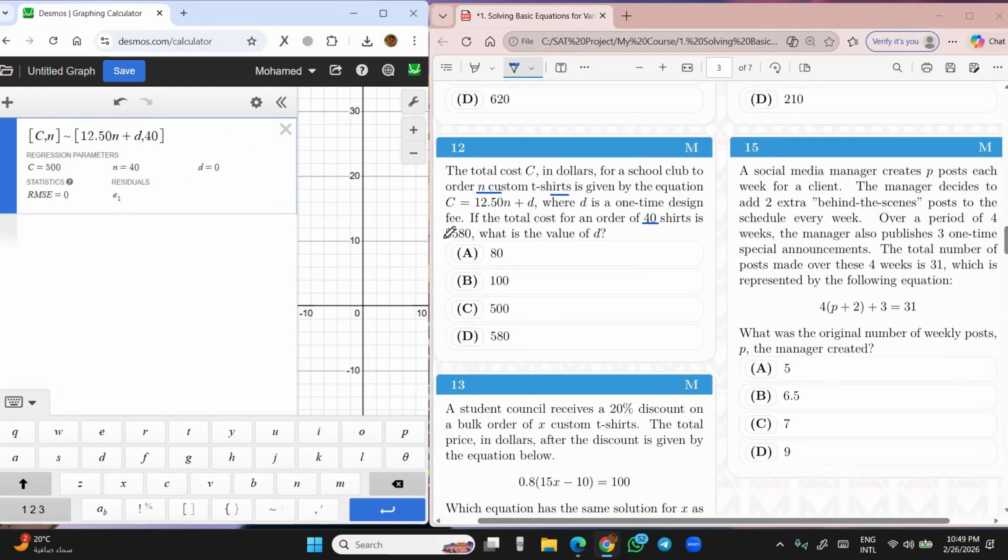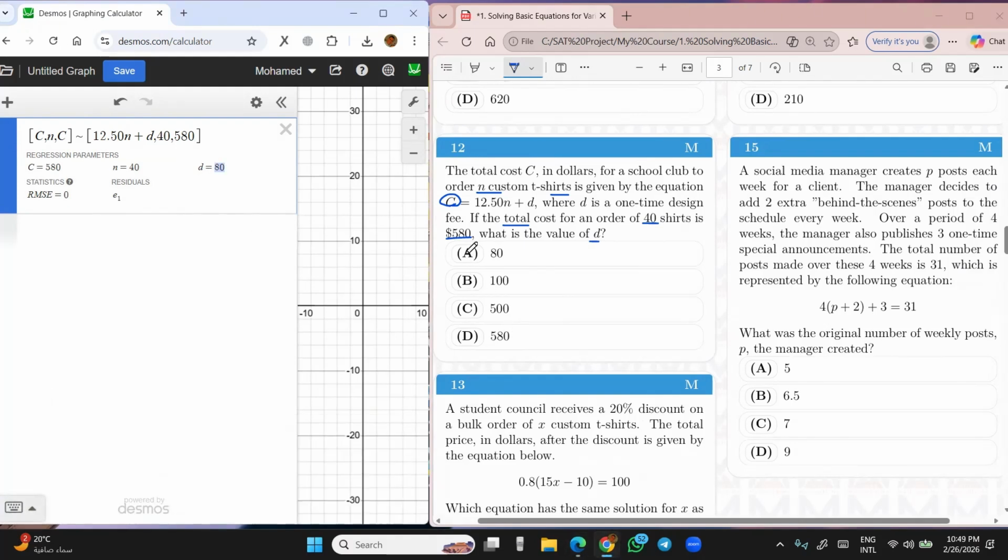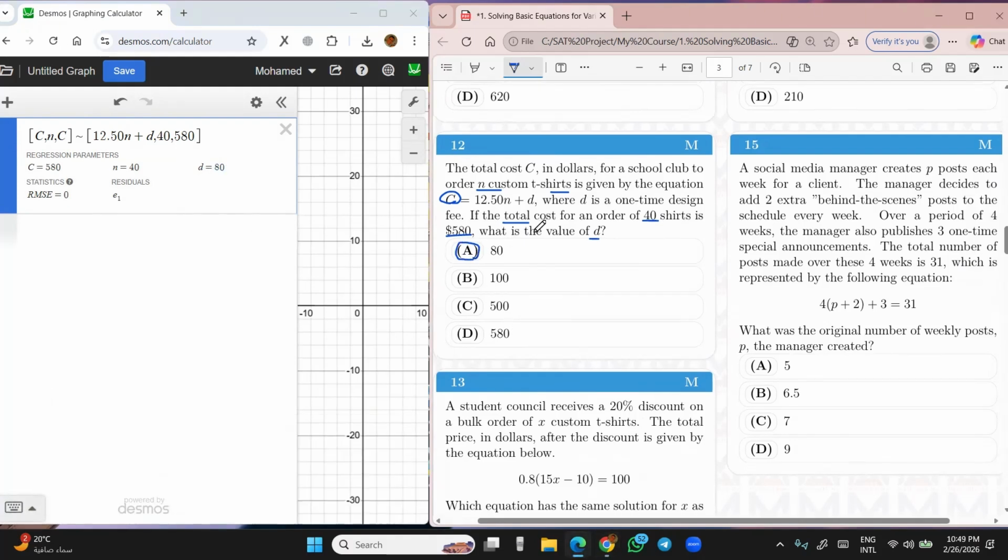And then we have the 580. This is the total cost, which is C. So we can write C here again after the comma, a capital C, because we started using the capital letter, and 580 on the right. Then we need to get the value of D, which is given here as 80. So 80 is the answer to this question.